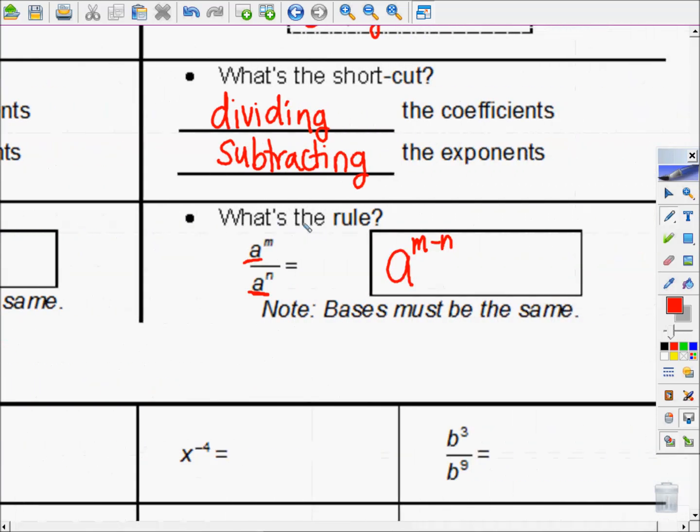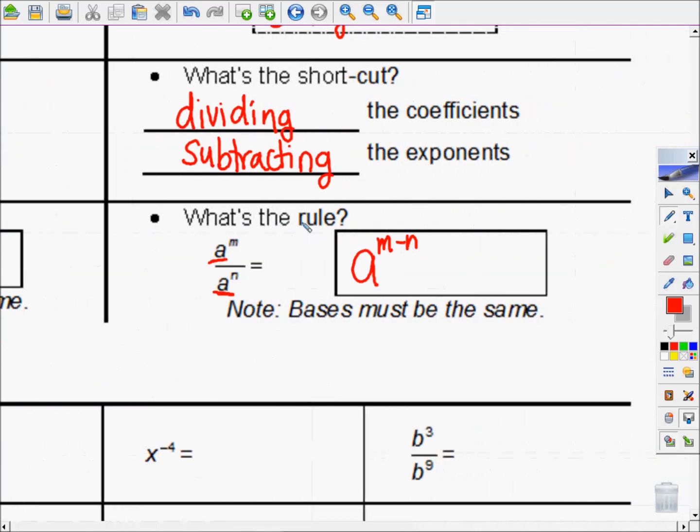Now, on this side, if I had a to the 12 divided by a to the 4, it's a to the 3. No, it's not. 12 minus 4 is not 3. It's a to the 8. Don't get caught up with actually dividing. That's why I did this problem. Don't get caught up like, oh, 12 and 4, that's 3. No. What is the rule? You subtract. So 12 minus 4 is 8. Do we get it?